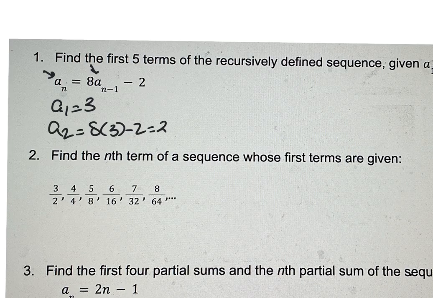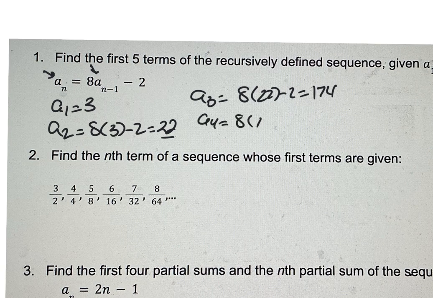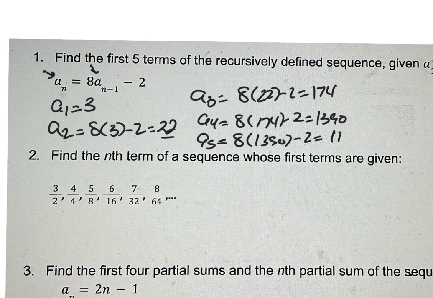to give me 22. And then for the third term, I'm going to do 8 times the previous term, which was 22, minus 2, and get 174. Then to get the fourth term, I'm going to do 8 times the previous term, minus 2, and get 1390. And then to get the fifth term, the last one, 8 times the previous term, which was 1390, minus 2, and I get 11,118, and that's number one.